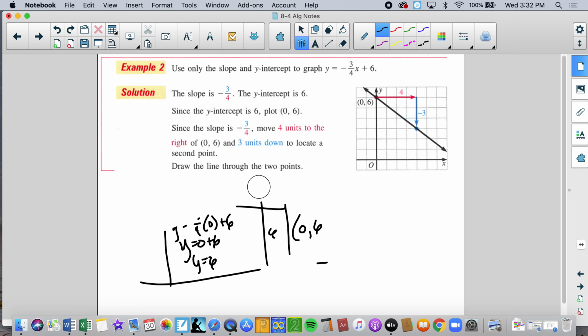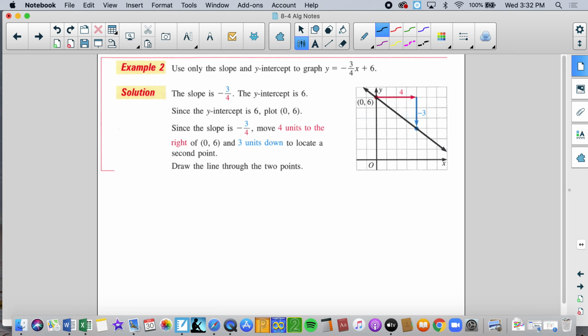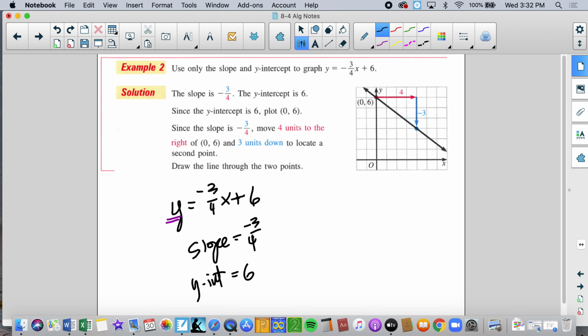So let's erase that. If we have the equation y equals -3/4 x plus 6, this is in slope-intercept form. How do we know? Because y is isolated. So I know what the slope is going to be, the coefficient of x, and the y-intercept is going to equal 6.